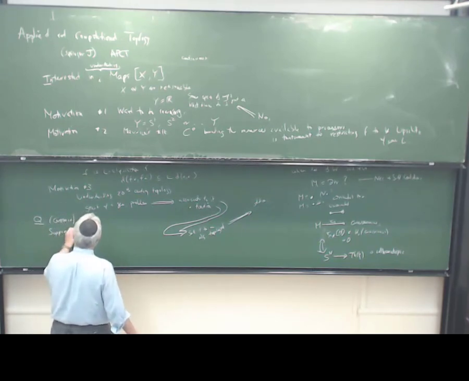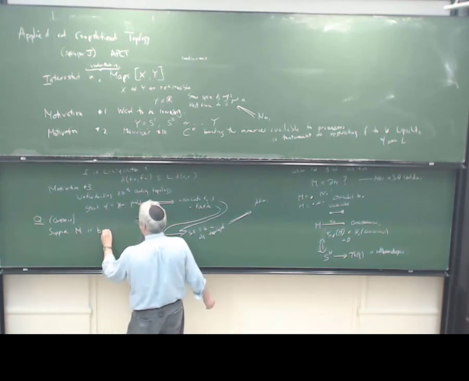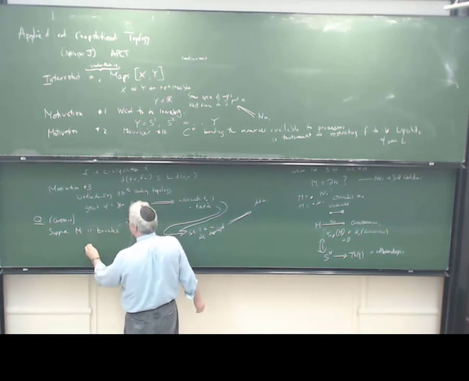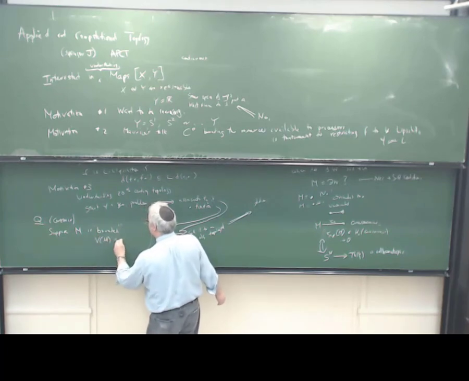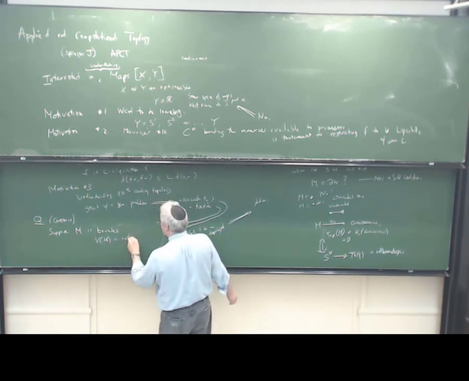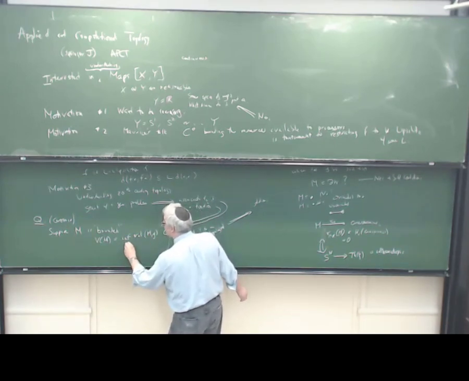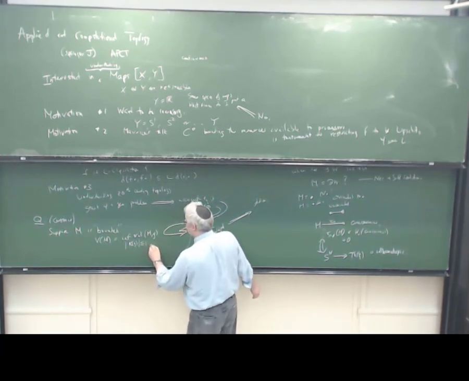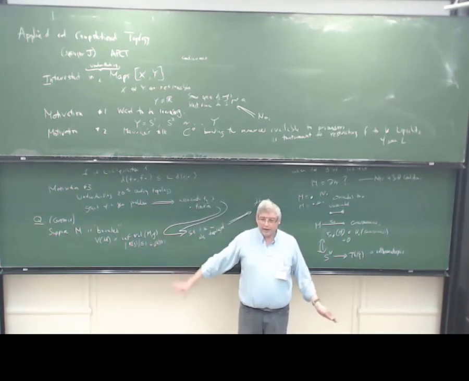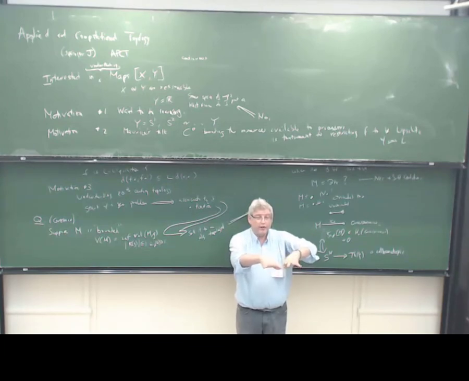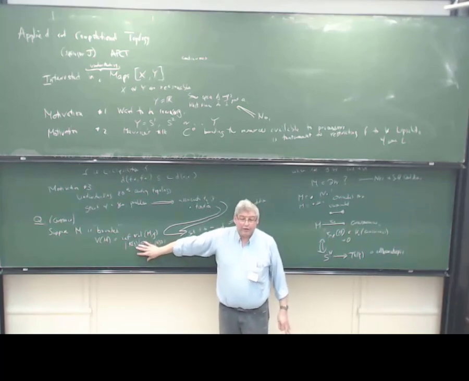Suppose M is bounded, by which we mean the following. We'll say that V of M is the smallest volume of any metric on M such that the curvature of the metric is bounded by 1 and the injectivity radius of M is at least 1. So it doesn't really matter how you normalize. What you want to say is that the local geometry is everywhere boring. You've said that it can't be that different from flat space in the small.